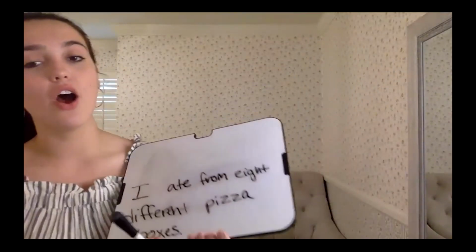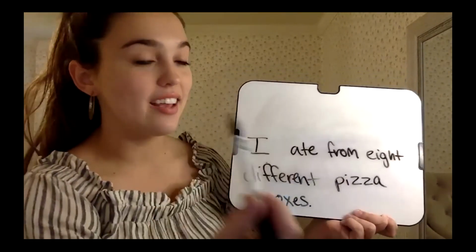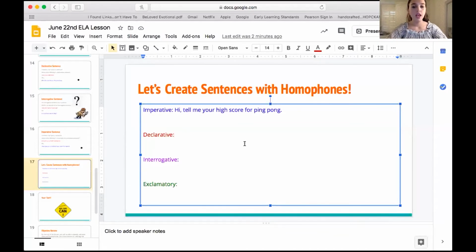Okay, so this sentence is a statement, and we are using the homophones "ate" and "eight," and here is the sentence. It is a declarative sentence, just a statement. I ate, like eating, from 8 different pizza boxes. So they're saying we took different pieces of pizza from 8 different pizza boxes. So that looks good to me. Let's go ahead and write it in together in our slide. Go ahead and you guys can be thinking of what you want to write for an interrogative question.